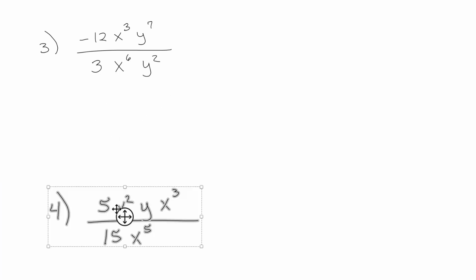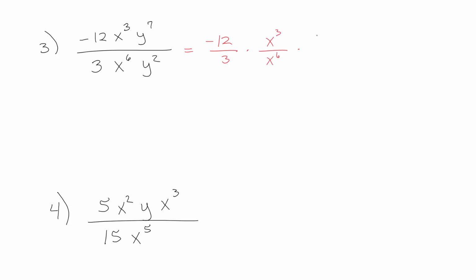All right, so again, if you want to get things organized, we've got the 12/3. If it helps to pull the 12/3 off to the side, and then the x cubed over x to the 6th, and then the y to the 7th over y squared, you can do that because we're multiplying everything together, so we can actually separate things out like that. If that confuses you, don't do it that way. Since I've already written it, I'm going to go ahead and do it that way, and then I'll do it not that way, just so you can see.